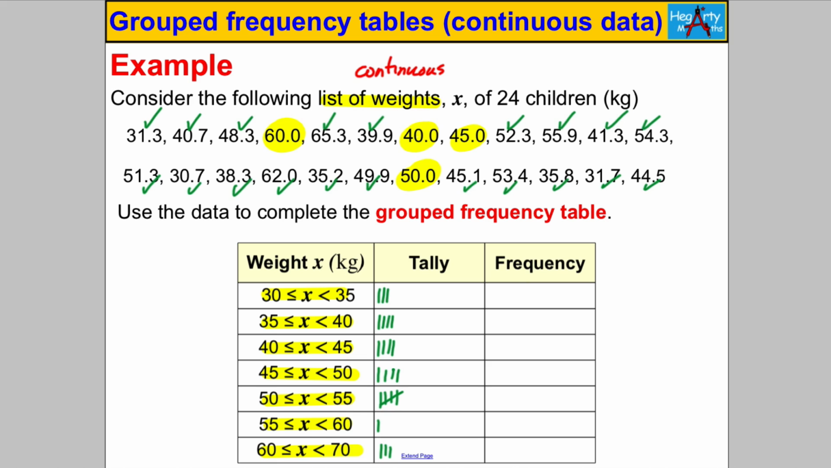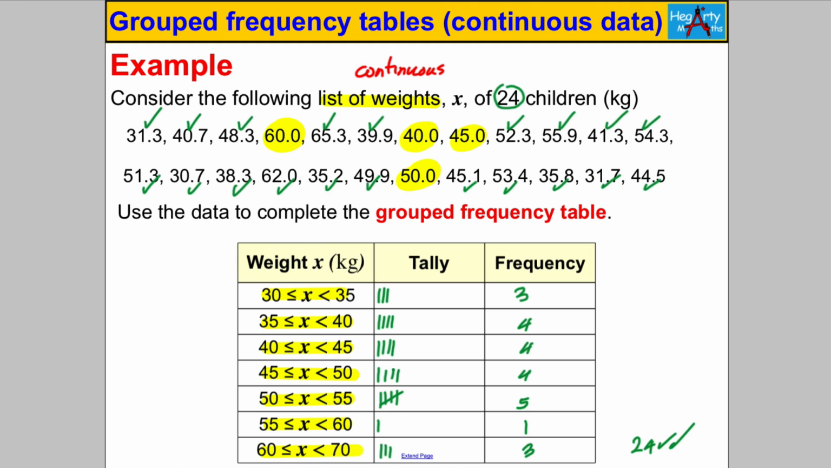Okay, and counting them up, that would give us 3 here, 4, 4, 4, 5, 1, and 3. And we know, of course, they should add to 24, so a quick double check. 3 add 4 is 7, add 4 is 11, add 4 is 15, add 5 is 20, add 1 and 3 gives us the 24, and we've done it correctly, and we're done.